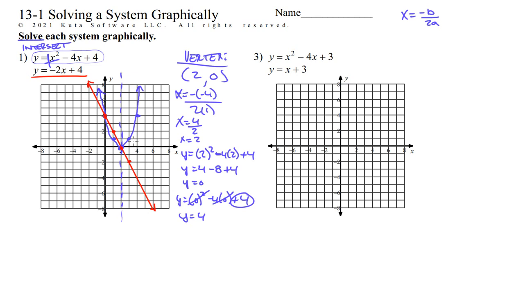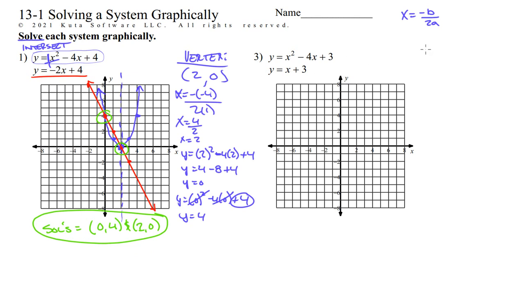Now from here, we can see that they intersect at 2 spots, right here and right here. So our two solutions are at 0, 4, which is the coordinate of that first intersection, and then this intersection here is at 2, 0. So those are our two solutions. That's where the two graphs intersect. All right, let's take a look at number 3.